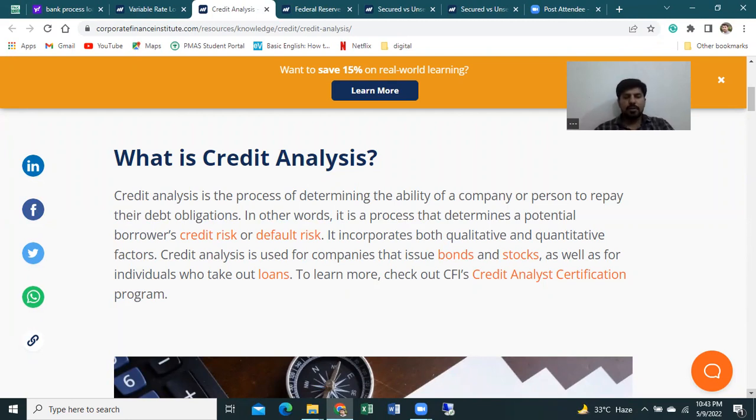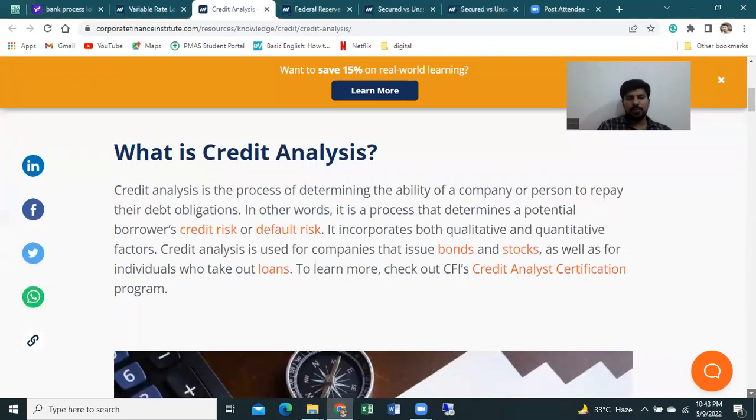Quantitative credit analysis looks at the company that issues the bond or the stocks, as well as the individuals who take out the loans.